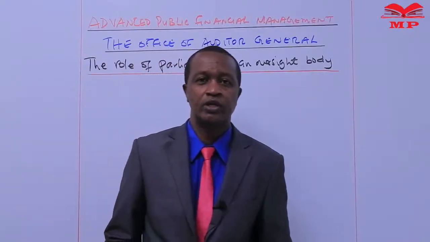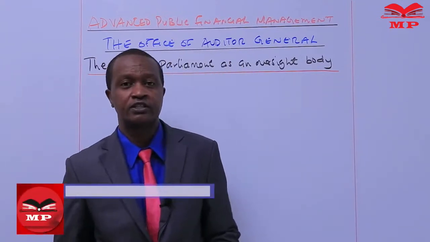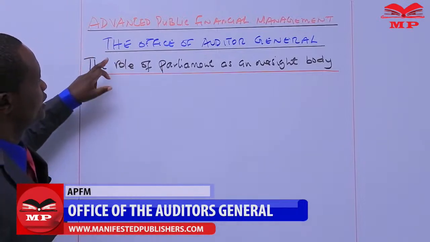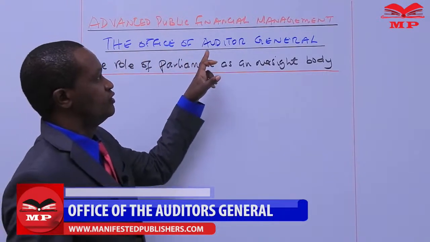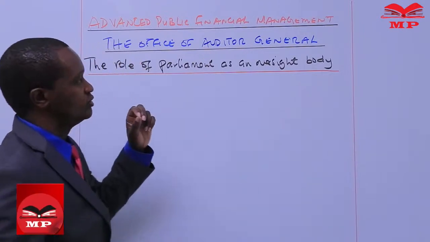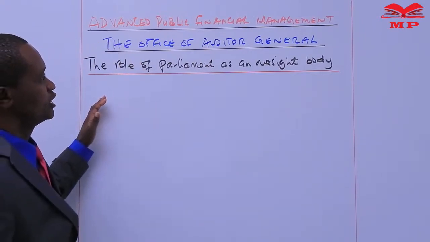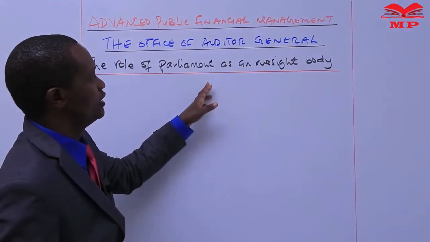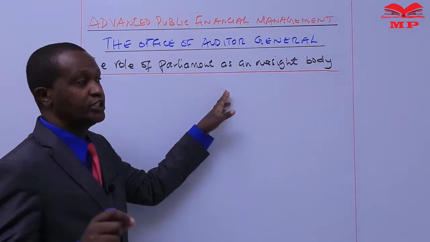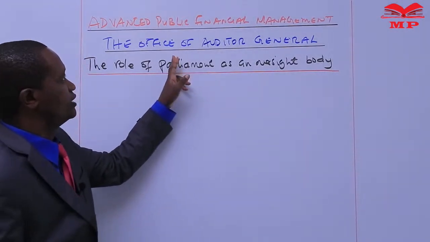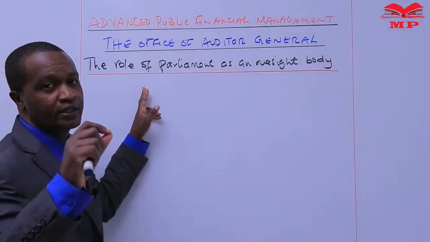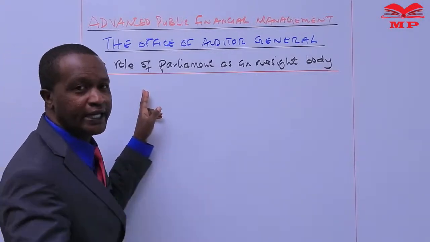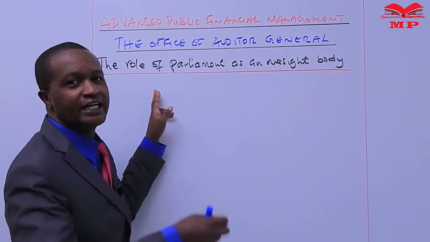Greetings, candidates. Welcome to the study of Advanced Public Financial Management, the topic, the Office of the Auditor General. Candidates, you are expected to explain the role of Parliament as an oversight body. By the end of this lesson, you should be able to explain the role of Parliament as an oversight body.